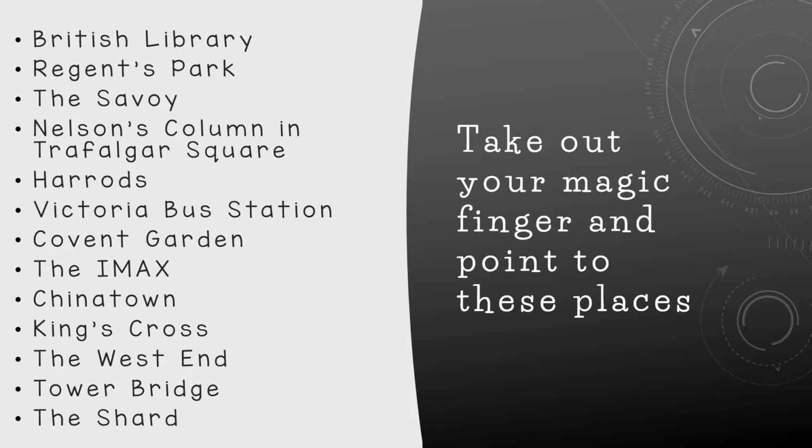Okay, first take out your magic finger. Remember your magic finger? Goyang sikit your magic finger. Okay. When I say these places, you are going to point to these places in your textbook. Okay? Kita akan jalan-jalan sekitar London, tapi pakai jari je. Okay? Sekarang kan COVID, tak boleh melancong. So kita pakai jari je. We're only going to use our fingers. Okay? Are you ready?